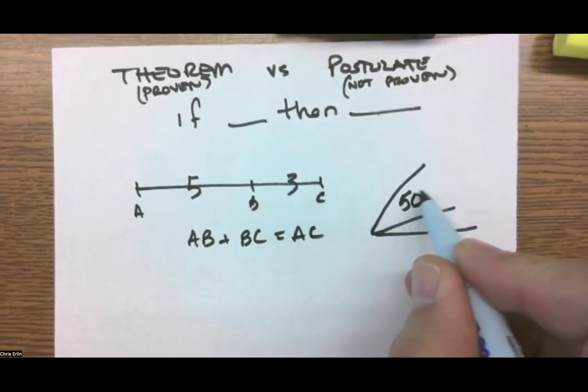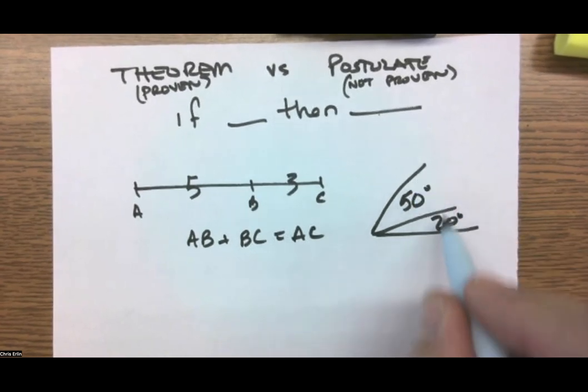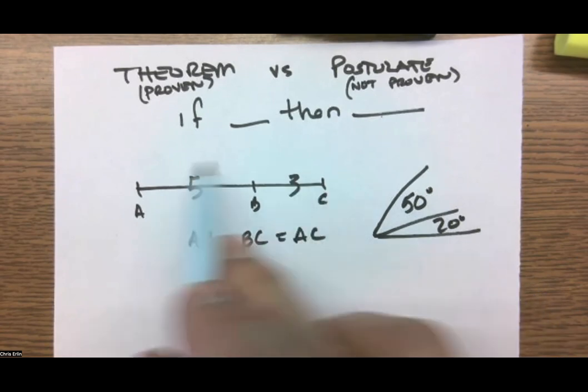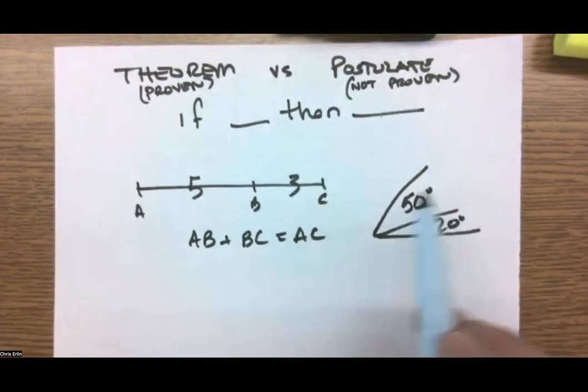And then we have the same scenario with angles. If I know that this is 50 degrees and this is 20 degrees, then how wide is the whole angle? Easy, right? This is the segment addition postulate. This is the angle addition postulate. We're going to accept those as true without proof.